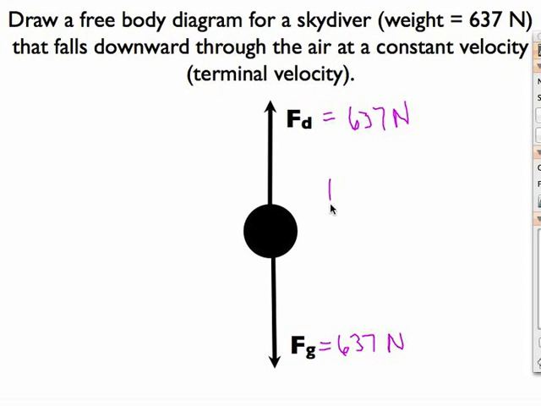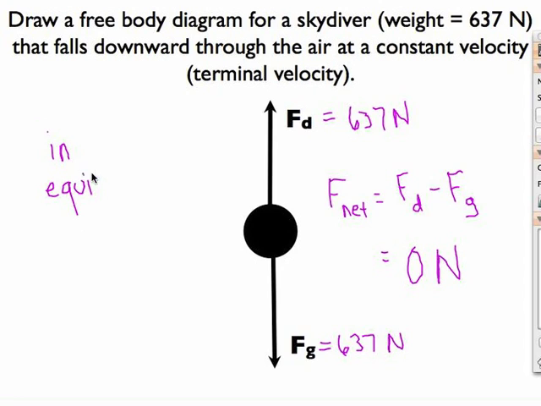Okay, so our net force acting on this guy is going to be our force due to drag minus the force due to gravity. And since these both are the same, the net force acting on this guy is 0 newtons. So he's actually in equilibrium. Okay? Anytime the net force is 0, you know your person is in equilibrium, or your thing, whatever it is that you're talking about.